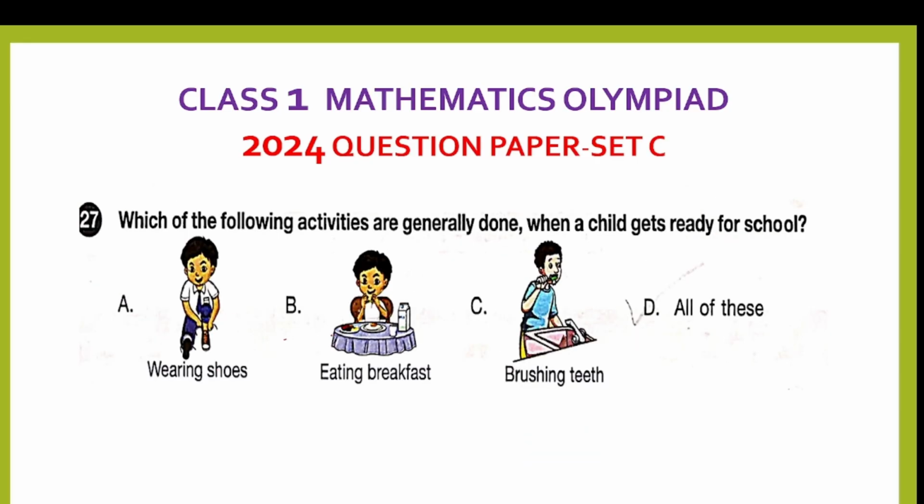Which of the following activities are generally done when a child gets ready for school? The child does these activities when getting ready for school. Obviously they first brush, then they eat breakfast, and they wear shoes for school. That means all options are correct. Therefore option D is the correct answer for the given question.